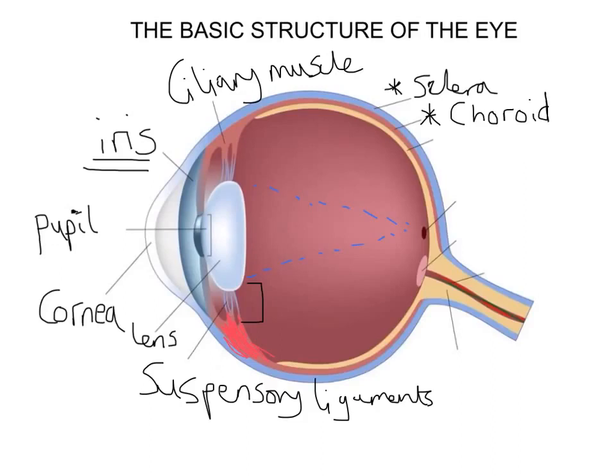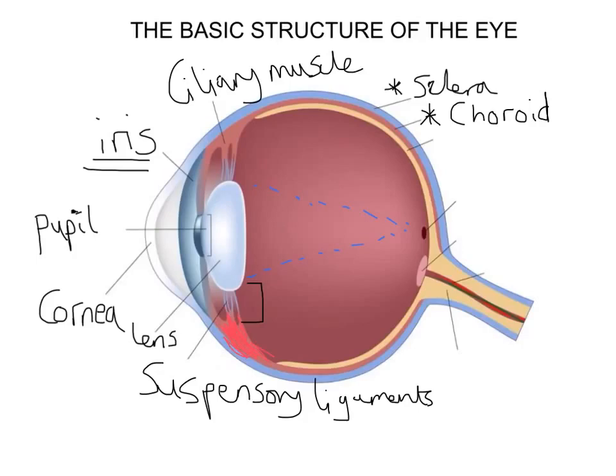But ultimately the job of the suspensory ligaments is to go loose or to tighten to control the shape of the lens. And the ciliary muscle contracts and relaxes again to ultimately control the shape of the lens. And it's all to do with whether we're looking at a distant or a close object. So depending on which we're looking at, the ciliary muscle will contract and relax, and the suspensory ligaments will tighten or go loose to change the shape of that lens.